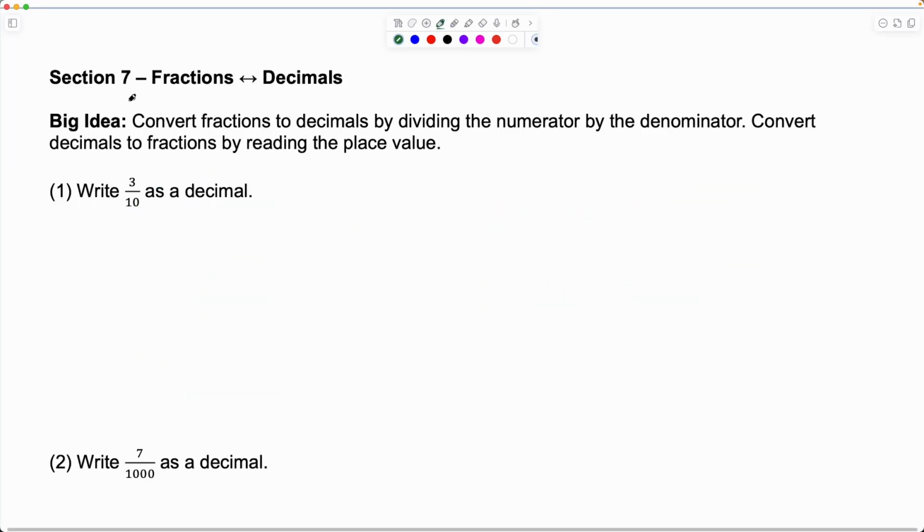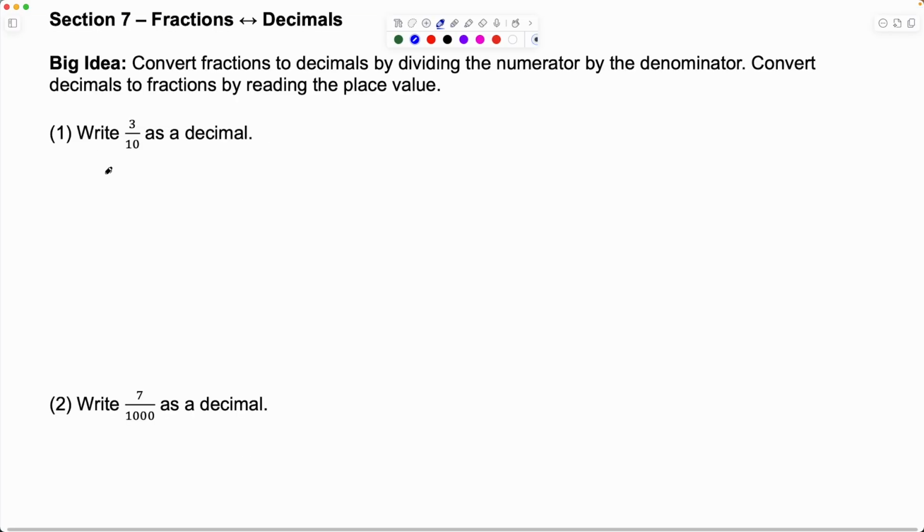So now we're moving on to section 7, and we're going to convert from fractions to decimals, and from decimals to fractions. The big idea for this section is to convert fractions to decimals by dividing the numerator by the denominator, and then convert decimals to fractions by reading the place value.